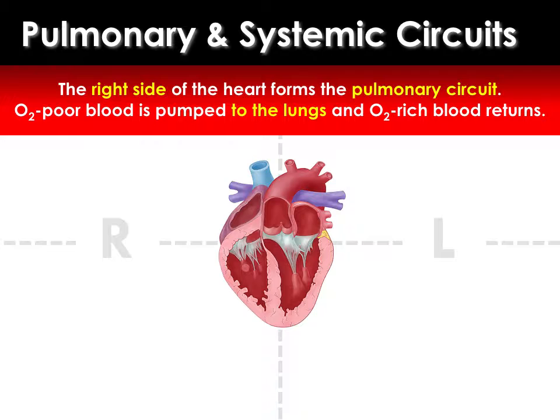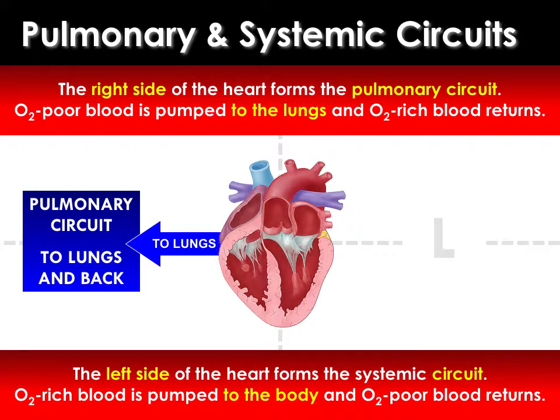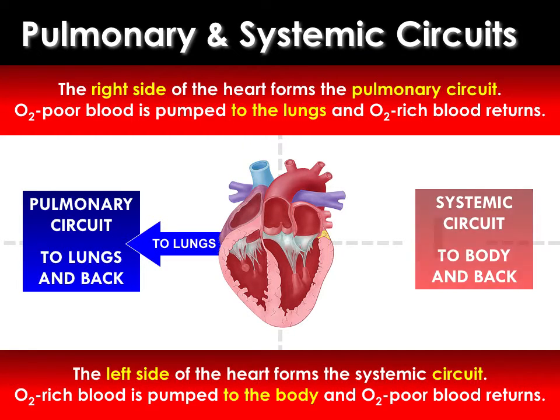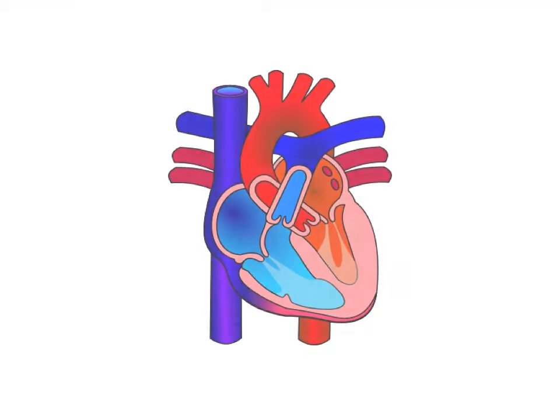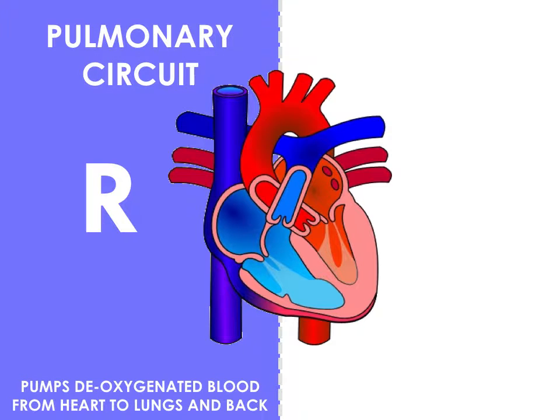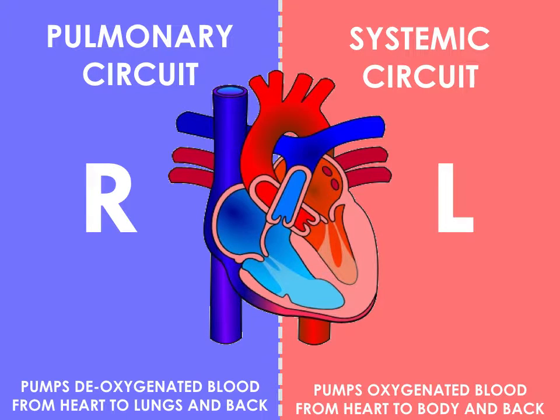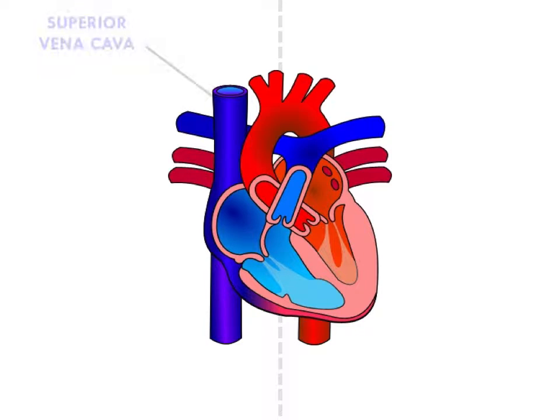The right side of the heart forms the pulmonary circuit, so that oxygen-poor blood is pumped to the lungs, and then it will return as oxygen-rich. The left side of the heart forms the systemic circuit, and that's where the oxygen-rich blood is pumped to the body, and the oxygen-poor blood will return. Again, the pulmonary circuit is made up of the right side of the heart. It takes that deoxygenated blood from the heart to the lungs and back again. And the systemic circuit pumps that oxygenated blood from the heart to the body and back again.